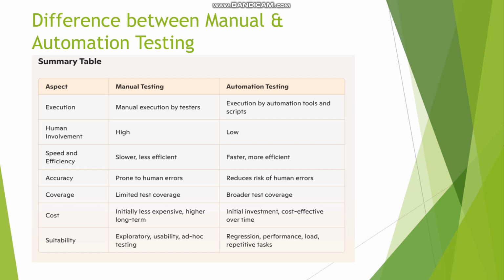Accuracy: manual is prone to human errors. In automation, reduced risk of human errors. Coverage: limited test coverage in manual. In automation, broader test coverage. Cost: manual is initially less expensive but higher in the long term. Automation needs initial investment but is cost effective over time.